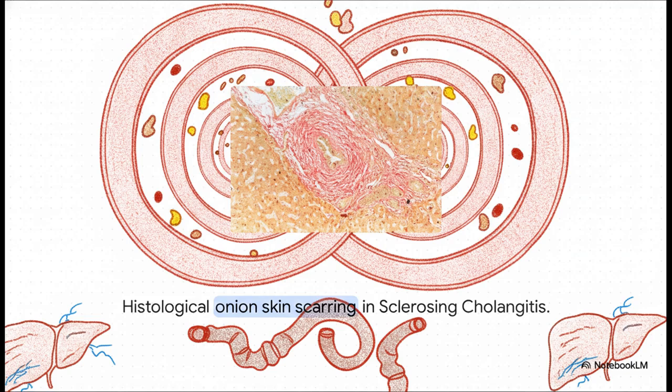Notice how the thick bands of fibrosis are wrapping entirely around the bile duct, concentric layer by concentric layer, completely choking it off. This inflammatory and fibrotic process ultimately obliterates the biliary tree, leading right back to biliary cirrhosis and the portal hypertension we started this whole explainer with. Talk about coming full circle.